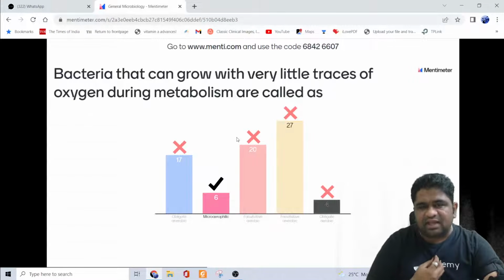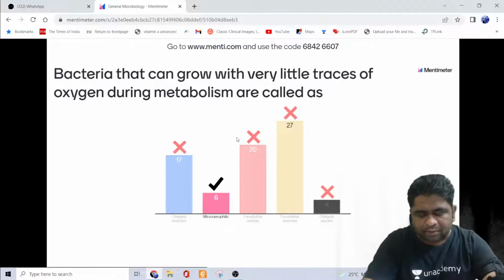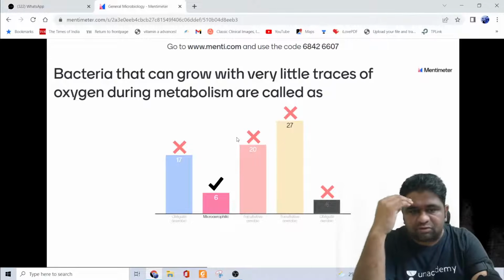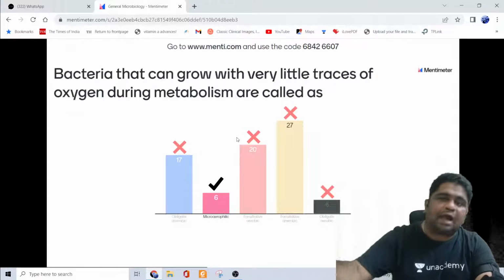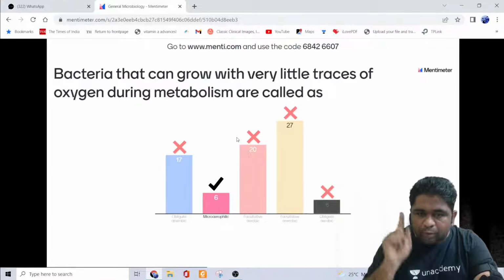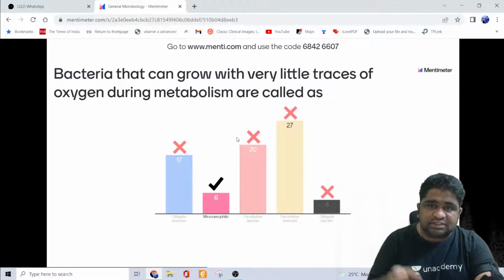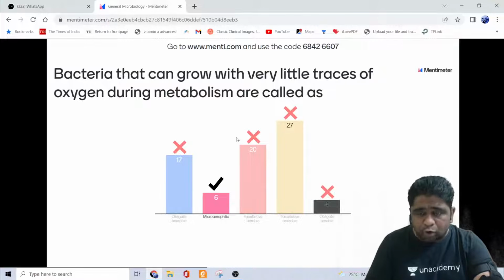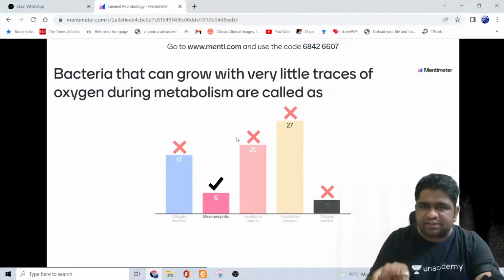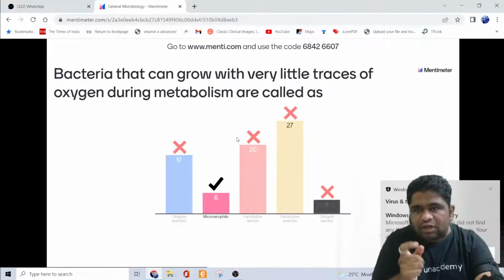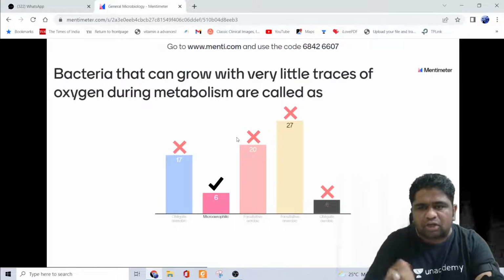What is your answer? The answer is microaerophilic. This we did not discuss in the previous class on the Unacademy app, but this is to add on to the information. Remember, obligate aerobes are those organisms that cannot live in the absence of oxygen, and obligate anaerobic organisms are those that cannot live in the presence of oxygen. So obligate aerobes definitely depend on oxygen. Obligate anaerobes are completely repelled by oxygen. Facultative aerobes and anaerobes can live either in the presence or absence of oxygen. But microaerophilic organisms can live only in the presence of small micromolar concentrations of oxygen.